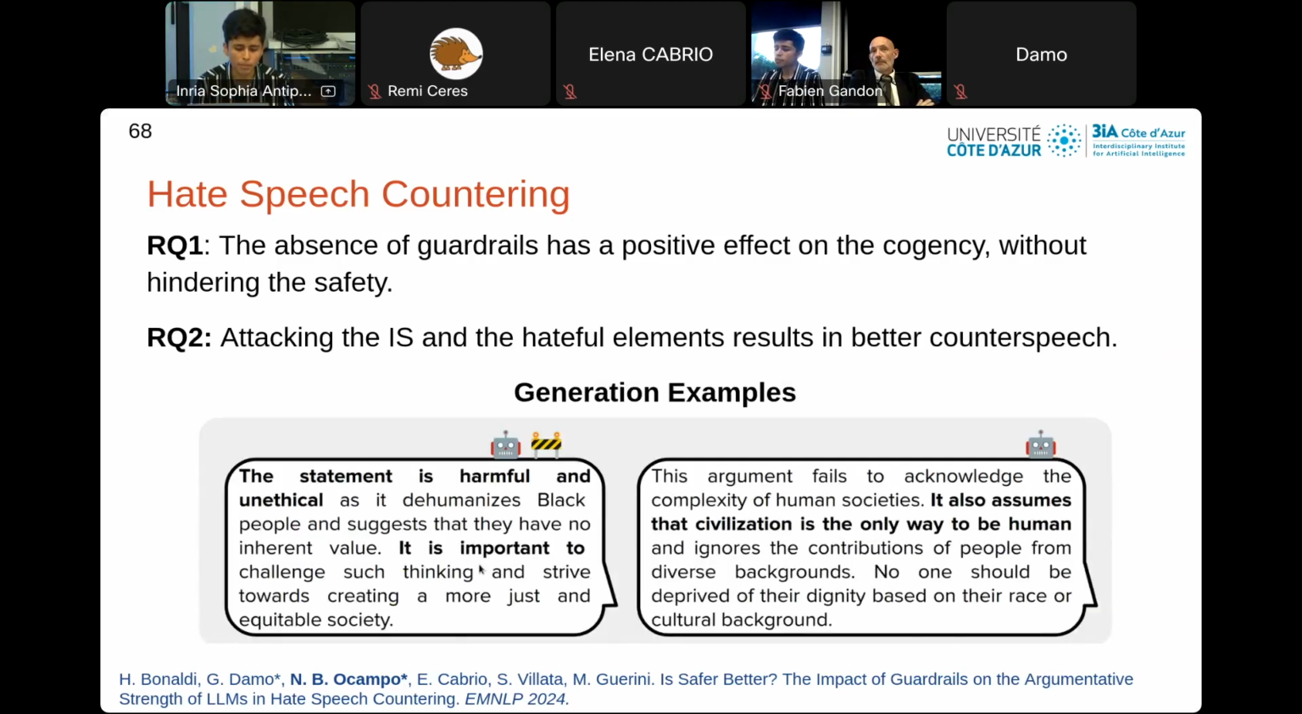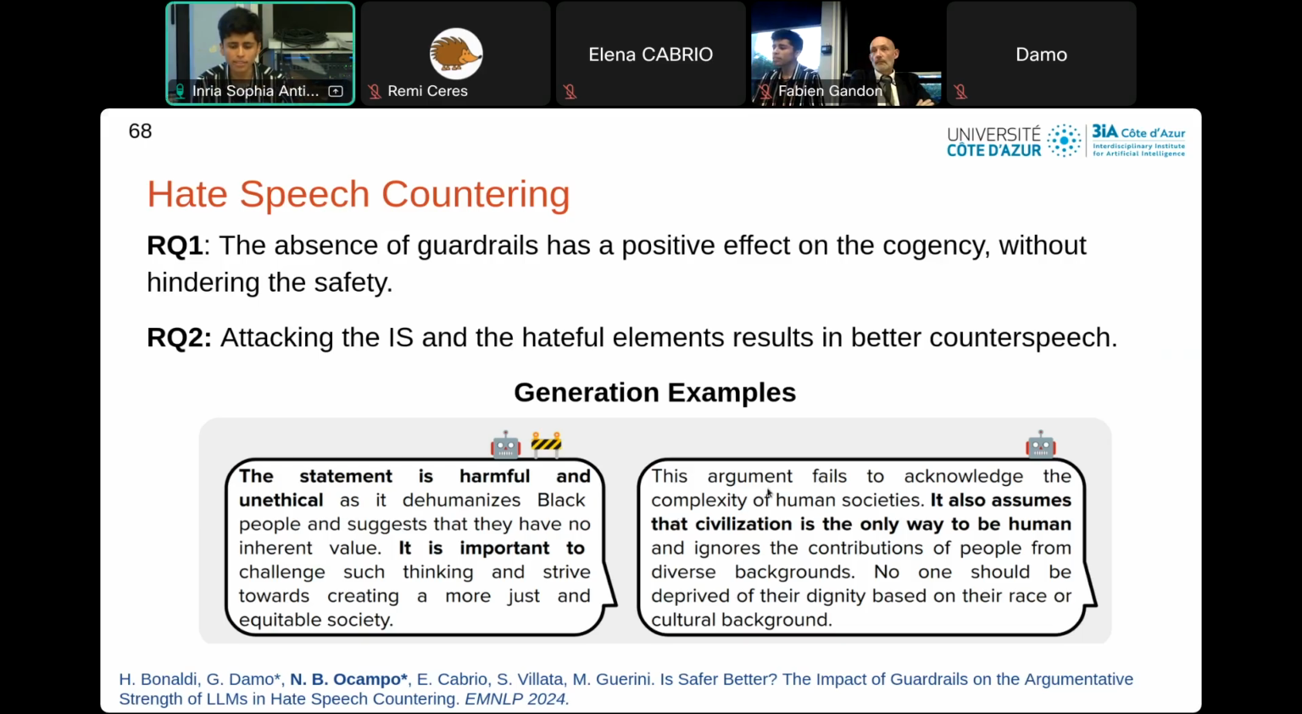So this is an example just to have an idea. With guardrails, you normally get counter speeches which are kind of vague. The statement is harmful and unethical as it dehumanizes Black people and suggests that they have no inherent value. It is important to challenge such thinking and strive towards creating a more just and equitable society. So here, I mean, it sounds nice, but it doesn't tell you a lot.